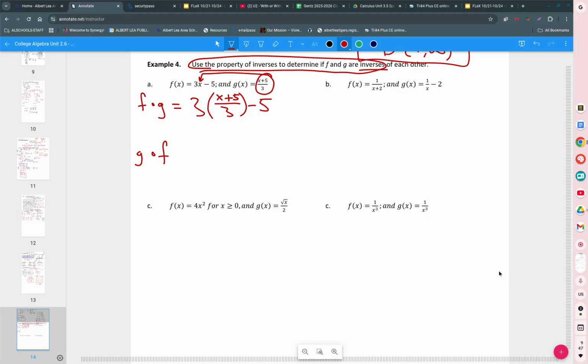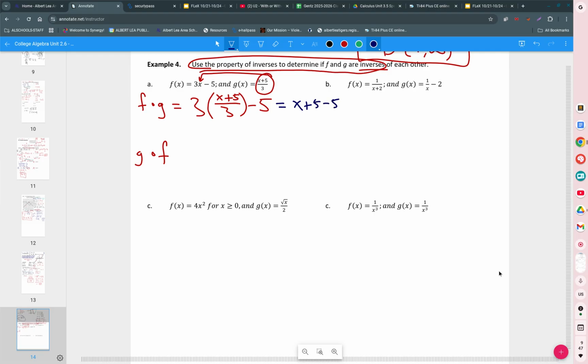Let's look to see if something simplifies. Can I cancel out this positive 5 and negative 5 right now? Not yet. What do I have to cancel out first? The 3's, right? 3 times and divided by 3. Are we agreed that the 3's are going to cancel? So this will then produce for me x plus 5 minus 5.